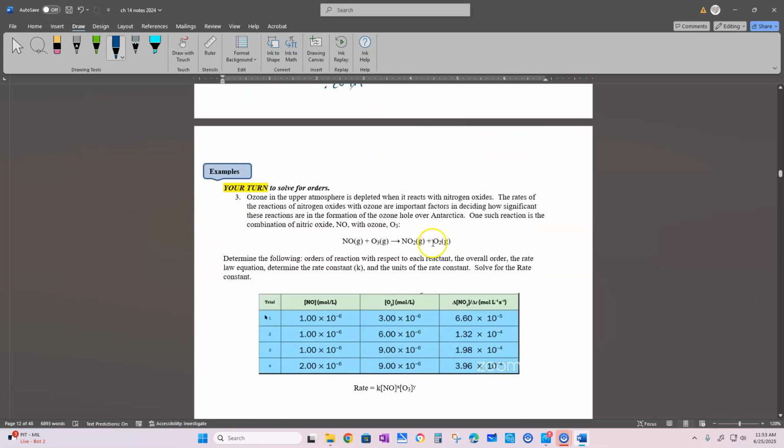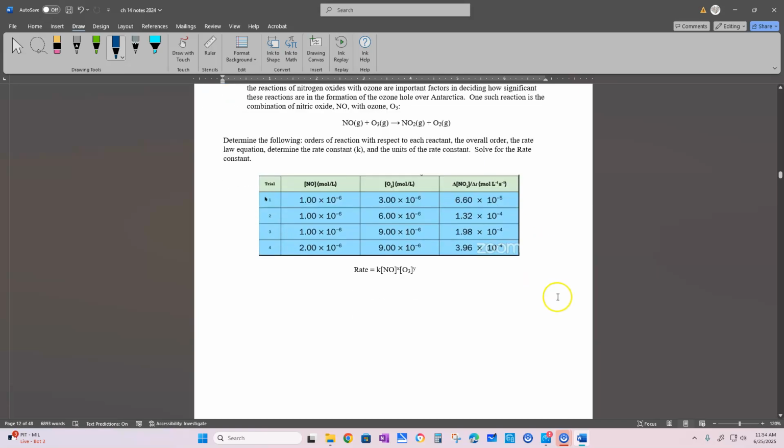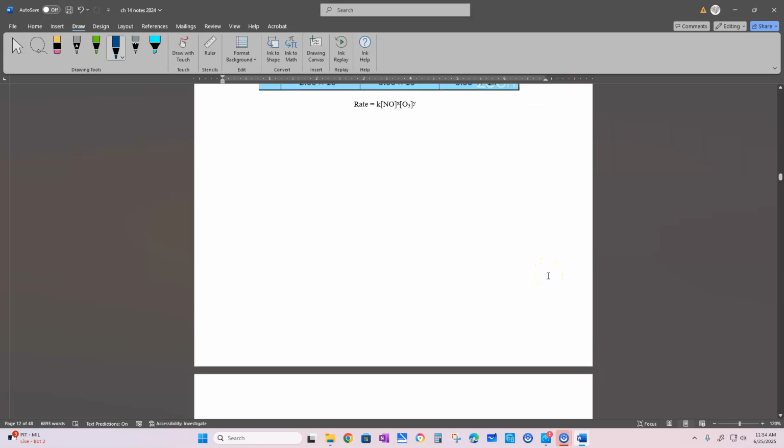Hopefully it's getting good. I want you to try one yourself. This is an actual AP question. I cut and pasted it. I want you to determine the rate law, the orders, the overall order, and so forth. If you do this right, let me check my work, I believe each one should have an exponent. So that's your hint.